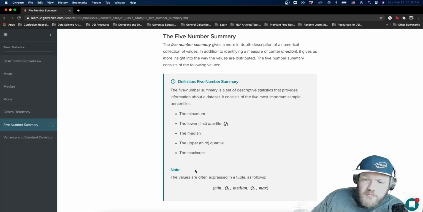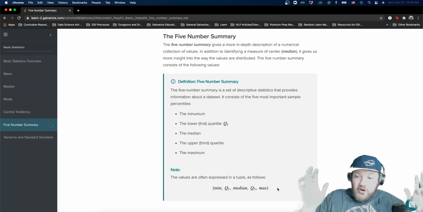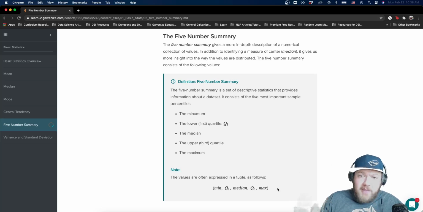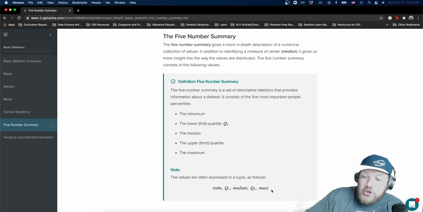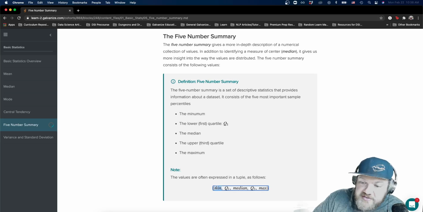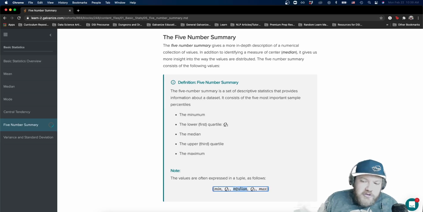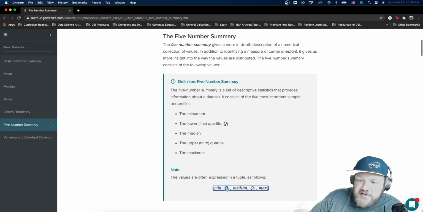right? And more often than not, you're going to see them expressed as a tuple, right? These ordered pairs or ordered tuples are something really common both in mathematics and in programming, right? There's an inherent order to these 5 items. It goes from smallest to largest, right? This tells us the smallest value in our data set, the largest value in our data set, the center value in our data set, and then this Q1 and this Q3.